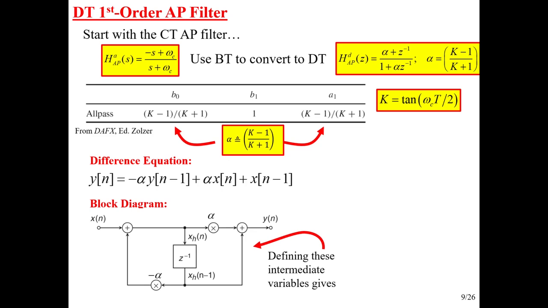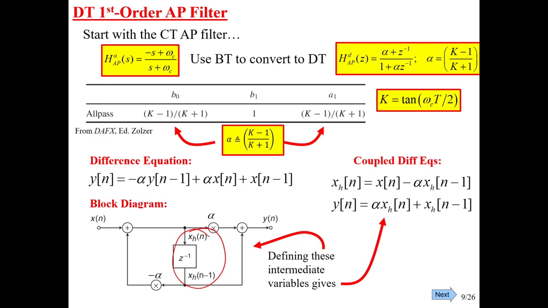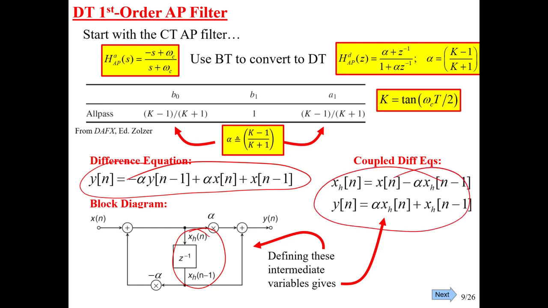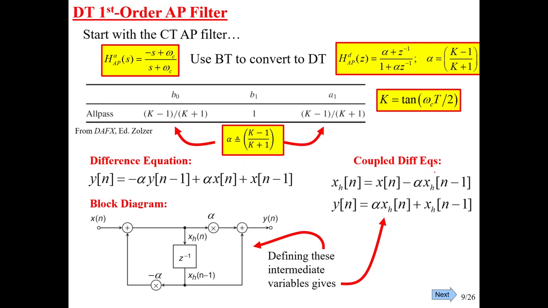If we define these things as some intermediate variables, we can write some coupled difference equations to define this. So we can have a single difference equation, or we can have coupled difference equations. So this, in fact, does look like a state variable representation. This would be the state dynamics, and this would be the output. Just another way of thinking about it.